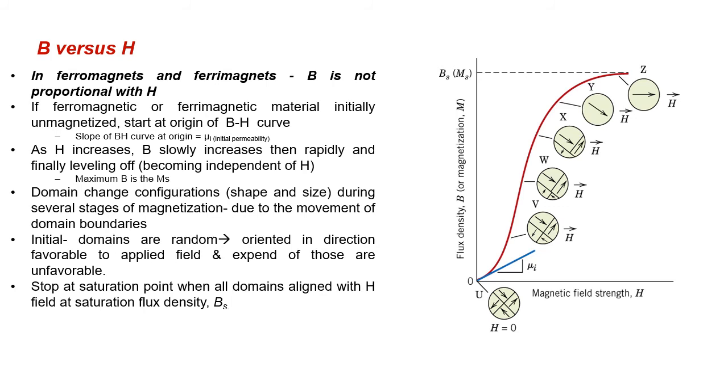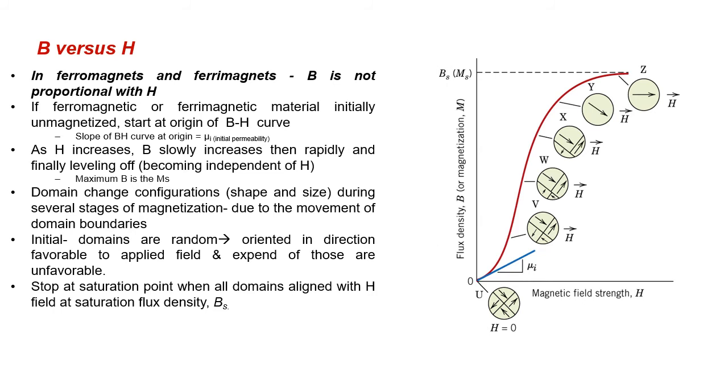Domains change configuration, shape and size during several stages of magnetization due to the movement of domain boundaries. Initially the domains are random, then they will orient in a direction favorable to the applied field, and as many of those are unfavorable, the process will stop at the saturation point when all domains align with the H field at saturation flux density Bs. Okay, we look at this figure.